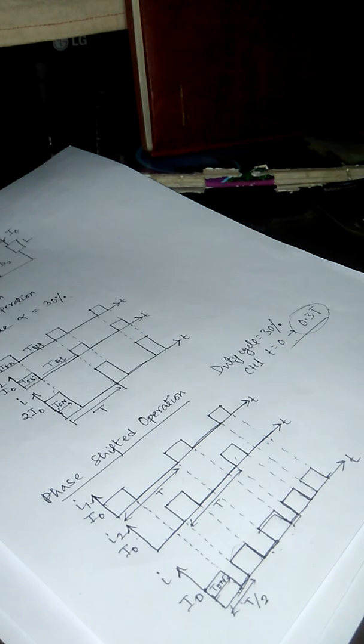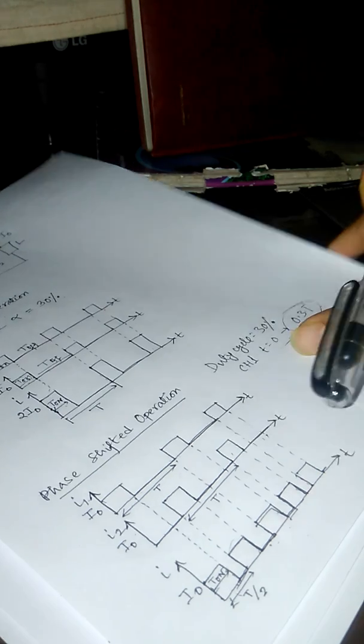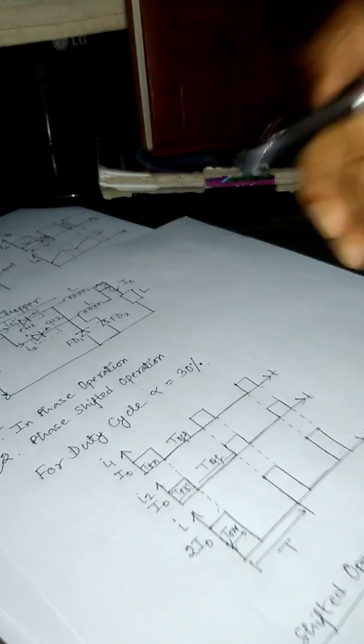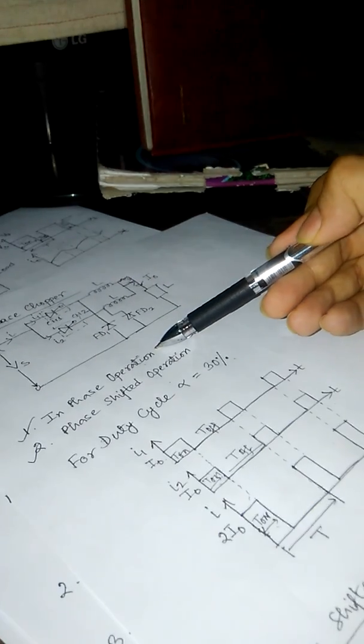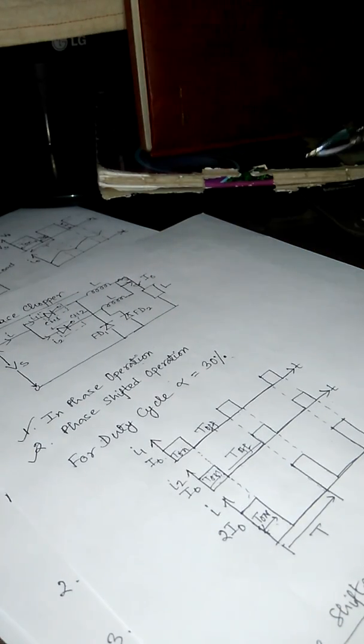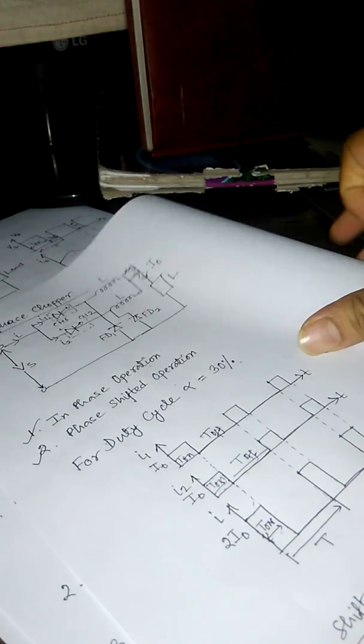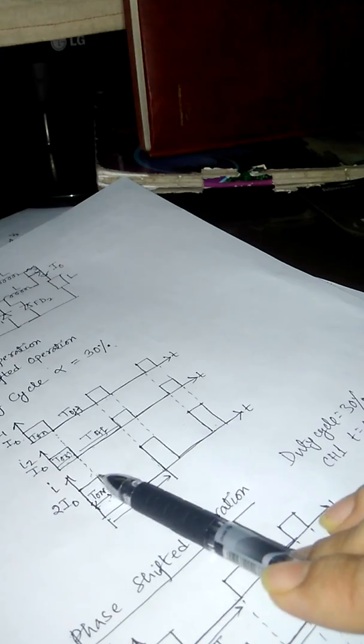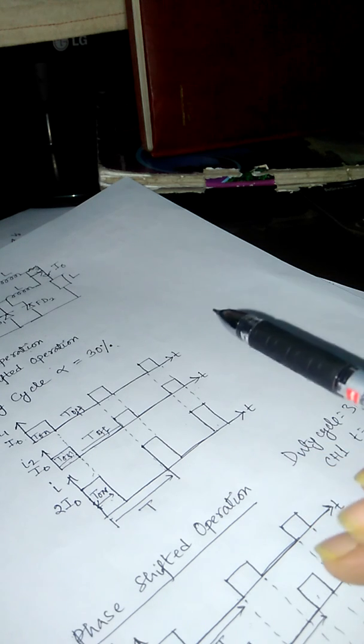So from this part, what is the summarization? A multiphase chopper is a chopper where two or more choppers are connected in parallel. And in multiphase chopper, there are two modes of operation. One is in phase operation, number two is phase shifted operation. In in phase operation, the total input current is going to be doubled as the two choppers are working at the same instant.